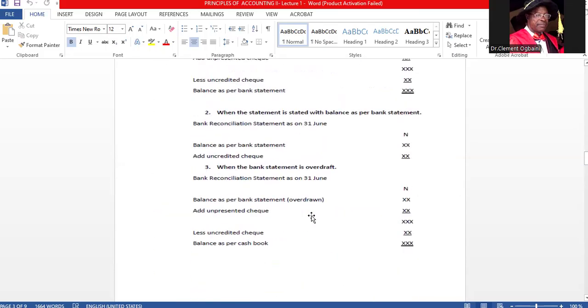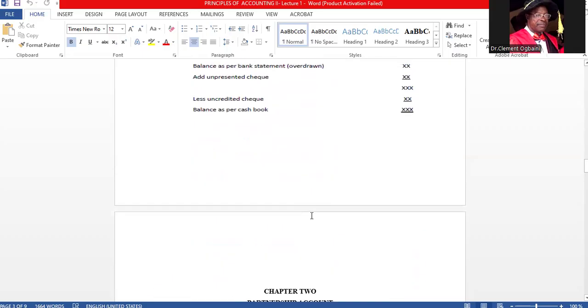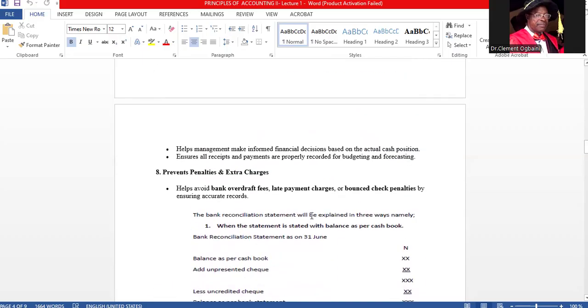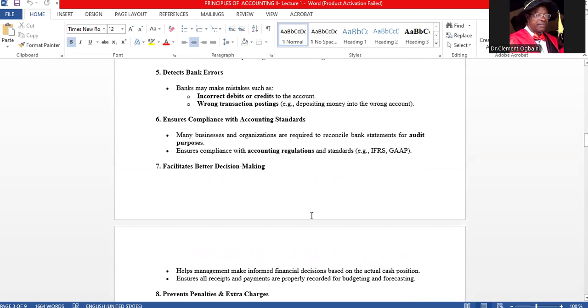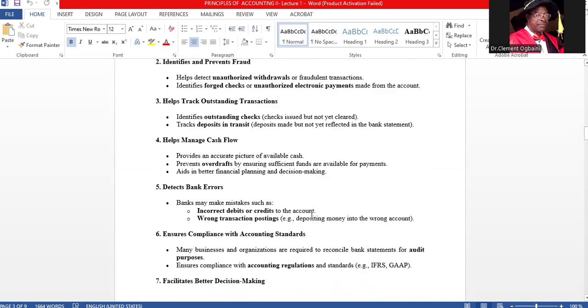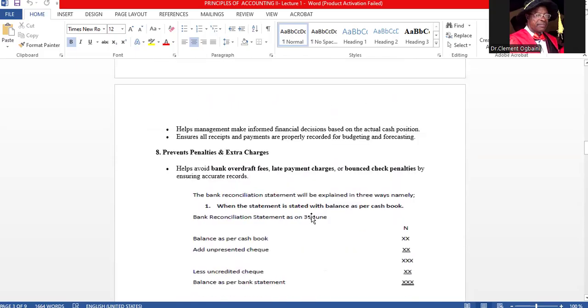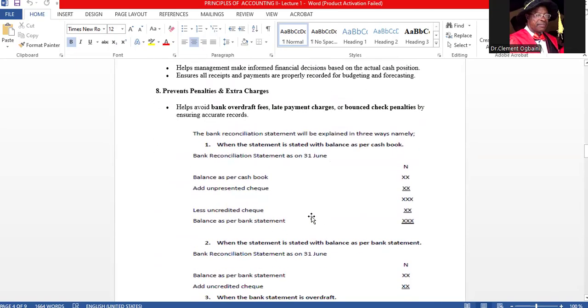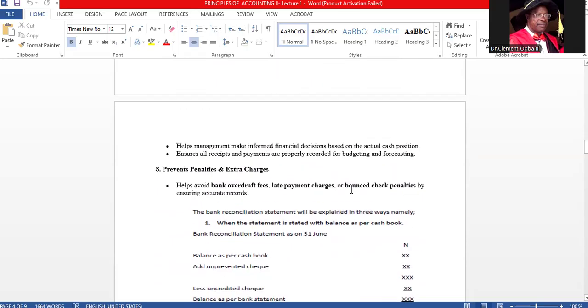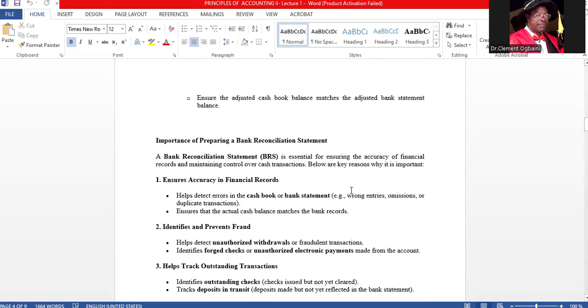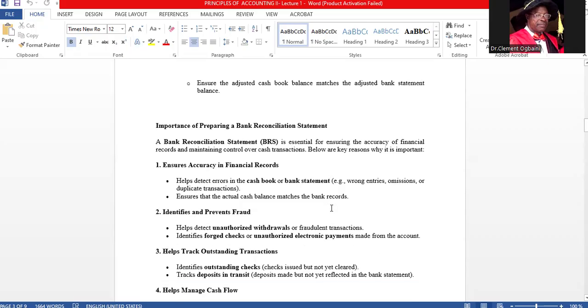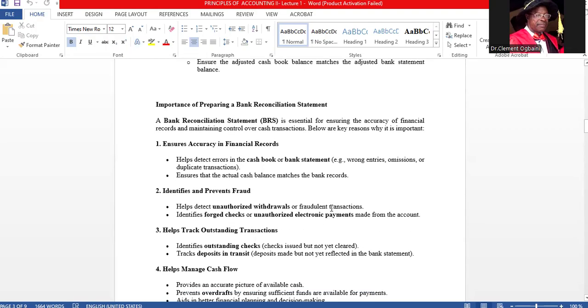We have understood what bank reconciliation means, when the discrepancies normally come between the bank statement and the cash book, and also what normally causes them. And now we have also looked at how to carry out the reconciliation. And we said that this bank reconciliation statement is important because it helps us to adhere to accuracy in financial records.